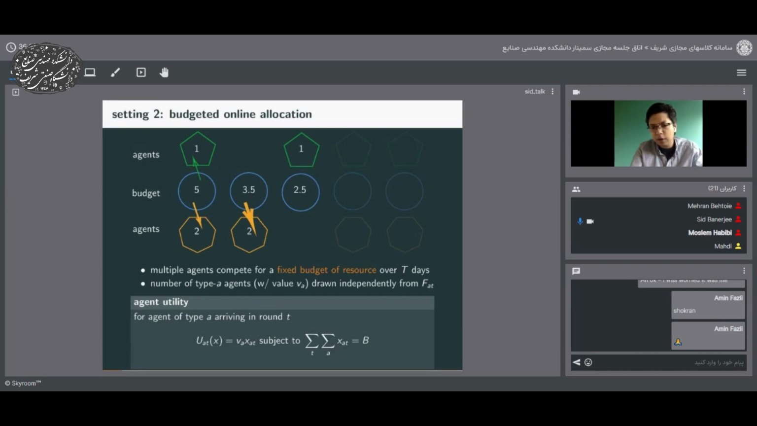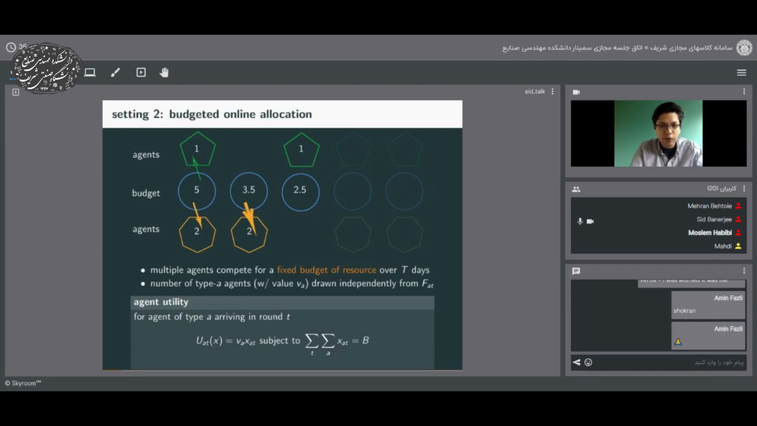And again, the agent A, if they come in round T, they have some value, let's say V_A. If you give them X_A,T units, this could be perfectly divisible, then the utility is V_A times X_A,T. But now the budget constraint is the sum over all time and sum over all agents of what they get.